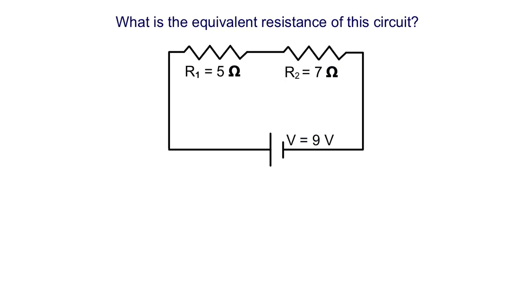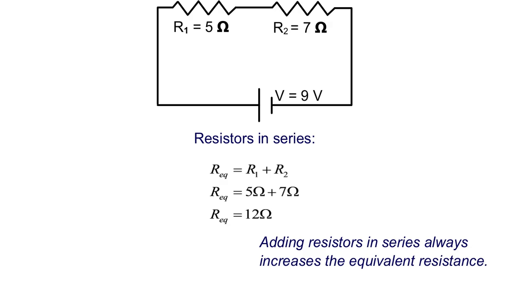So let's do an actual problem here. What is the equivalent resistance? That's easy. They're in series, right? So RT is R1 plus R2. 5 plus 7 is 12 ohms. Here they're showing you what I just did. You should know that whenever we add resistance in series, it always increases the total resistance because of this rule.